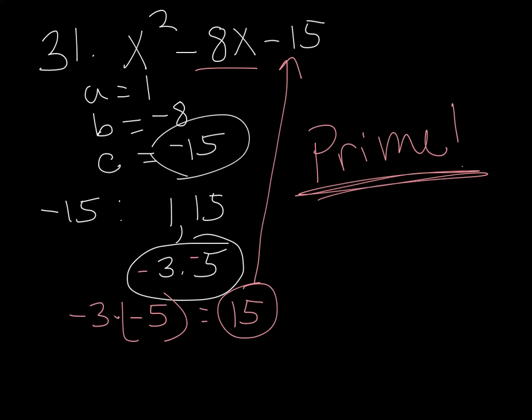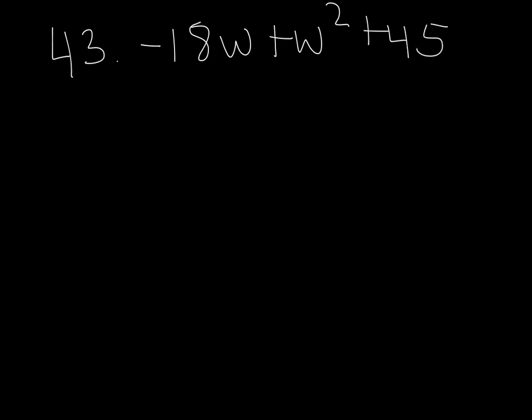Okay, one more example here. And we're going to look at number 43. So with 43, what you want to try and recognize right away is that this is the initial problem. Okay? And you'll notice that, first of all, there's a negative out there. Second of all, it's not written in the correct order. So what you want to do here is rewrite this in descending order. So put the w squared out front, minus 18w plus 45. And then go ahead and continue to break it down.